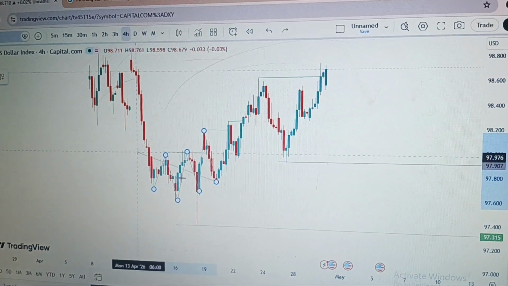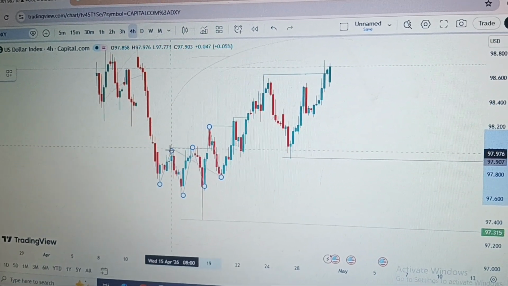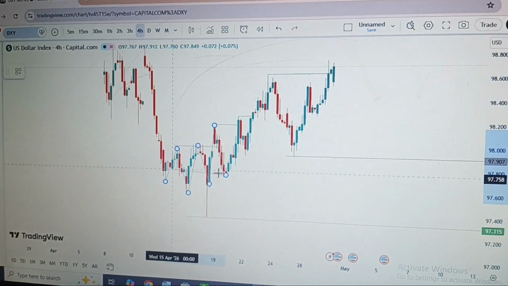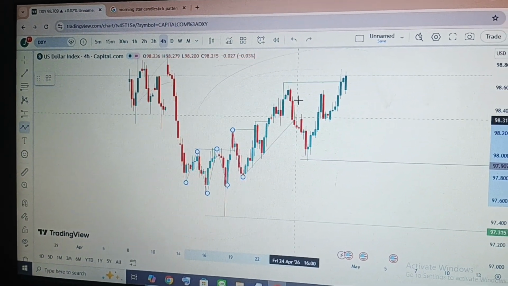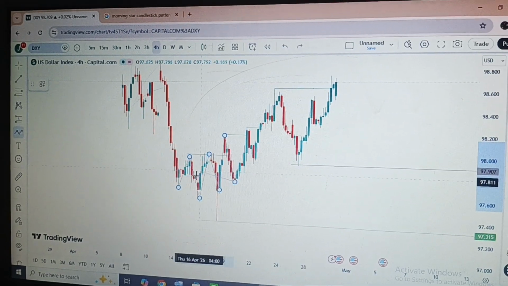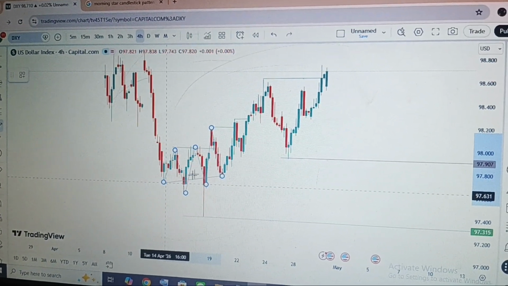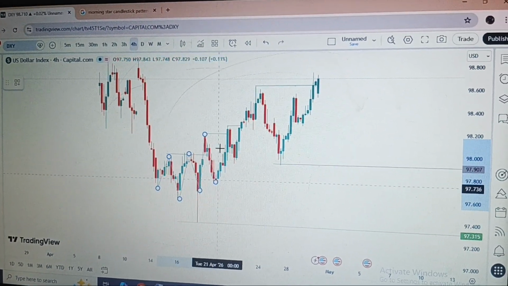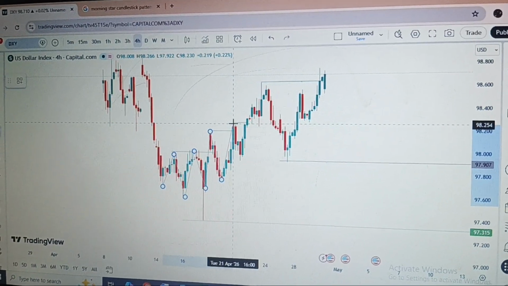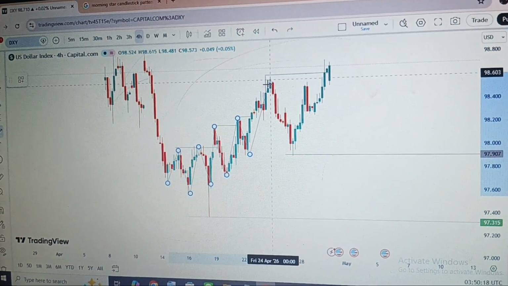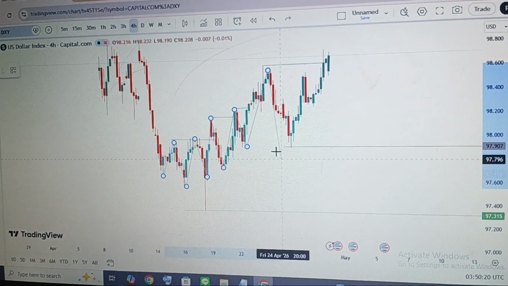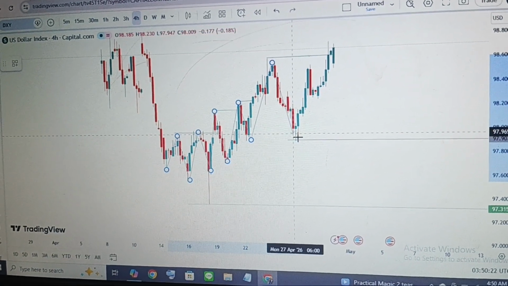So now we are on the 4-hour time frame. What we can see here is a signal that the DXY is coming for a bullish push to the upside. We can see how the structure is being built up. We have the second break of structure here. We had this break, the retracement, a push up. Now this whole structure is telling us that the DXY is going for a bullish move.